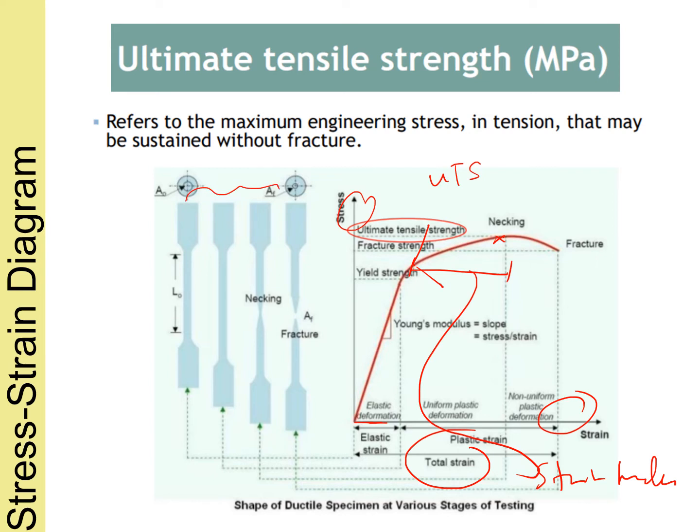While the sample is elongating, the cross-sectional area starts to decrease. This decrease in area is fairly uniform over the entire gauge length. So what will happen by the time it reaches necking, and what will happen after it reaches necking?